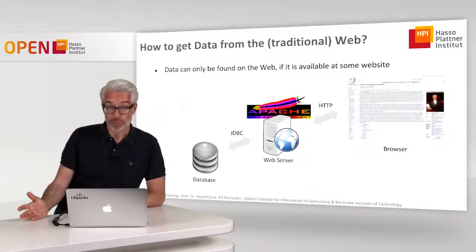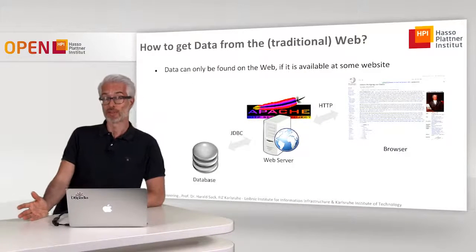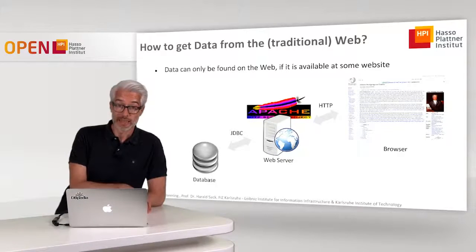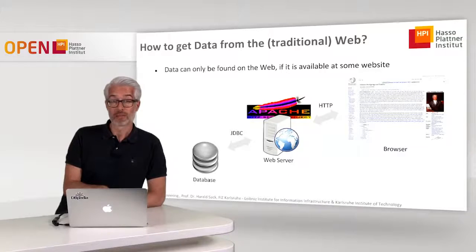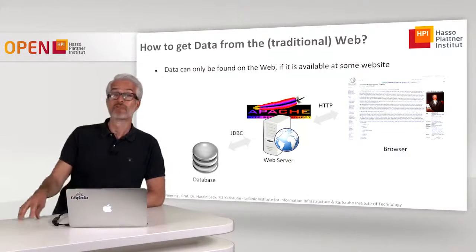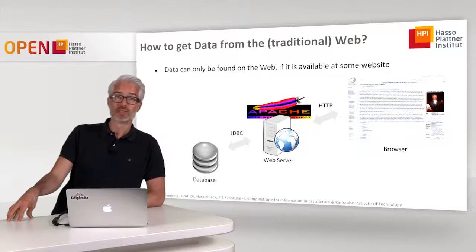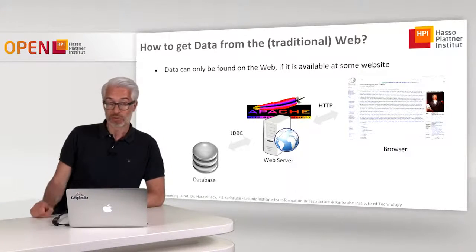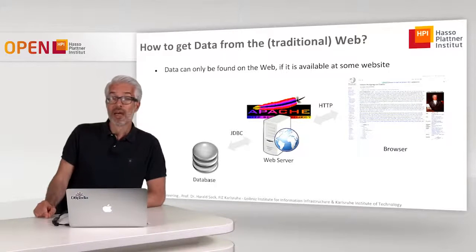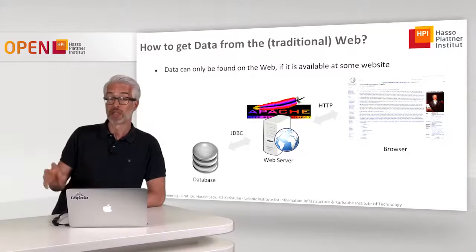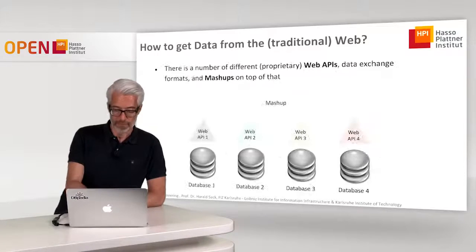In the traditional web, data can only be found if it is available via some website. So usually data which resides in a database is connected to a web server, and the user usually gets to the data only via the web server. So with a browser, I interact with the web server, which then interacts with the database, and they follow a specialized protocol. For example, they can follow JDBC, and then the web server and the browser exchange their messages with HTTP. So this would be the traditional data exchange with a human user in the line.